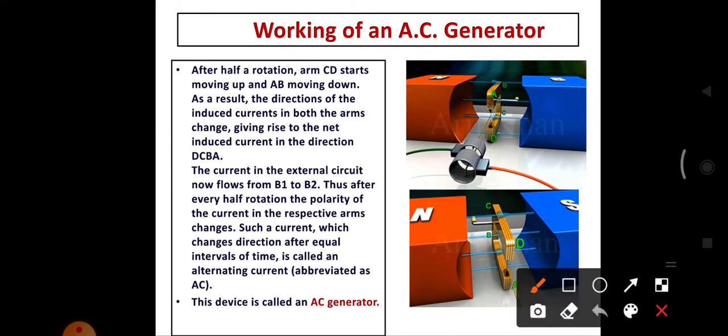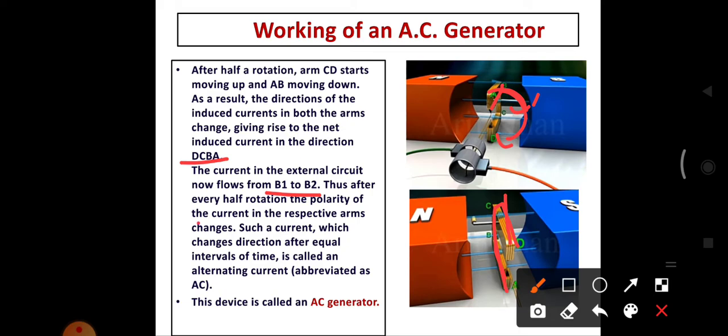So after half rotation, again we can rotate this coil. CD comes up, AB moves down. Now the current direction is D, C, B, A. So D, C, B, A. Outside, the current is from B1 to B2. So after each half rotation, now AB is here, after half rotation, the current direction is changed.